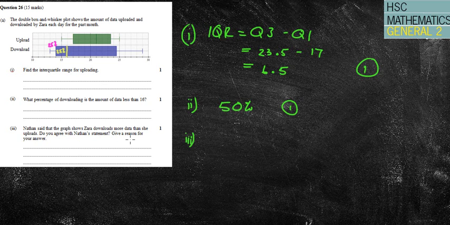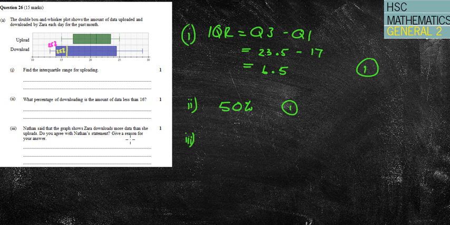The last one says, Nathan said that the graph shows Zara downloads more data than she uploads. Do you agree with Nathan's statement and give a reason? 1 mark. If it's worth 2 marks, you're trying to give a few more reasons. Now, first case, a lot of people will look at this graph and say, yeah, he's correct because the blue is much bigger than the green. Now, the downloads is much bigger, it's longer. But remember, box plots are showing the spread, not particularly just the number of things that are occurring.